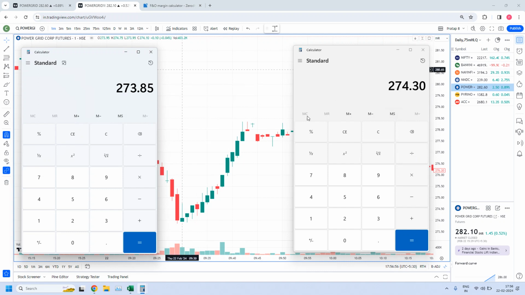Comparing how? See, the premium value is very small for futures. It's not a huge premium like in the derivative options market.